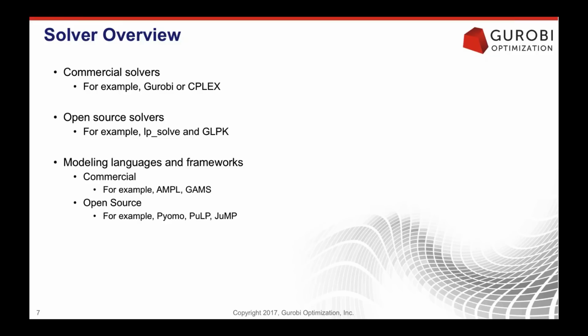In the third category, I want to put the modeling languages or frameworks. They can also be divided into commercial and open source. Examples for commercial modeling languages are AMPL and GAMS. But I also want to mention three modeling frameworks here that are open source. Two of them are written in Python. They are called Pyomo and PuLP. And the third one I want to mention here is called JuMP, and it is written in Julia, a fairly new programming language. Of course, this overview here isn't complete. These are just a few examples for solvers. There are more solvers around, but I didn't want to put all of them on this slide here.